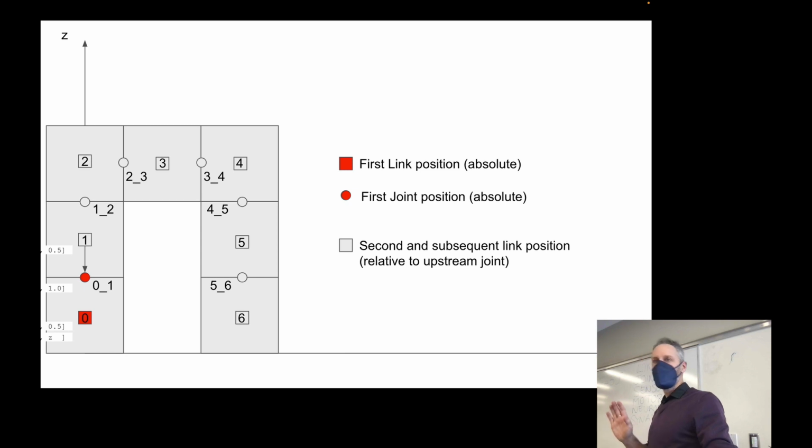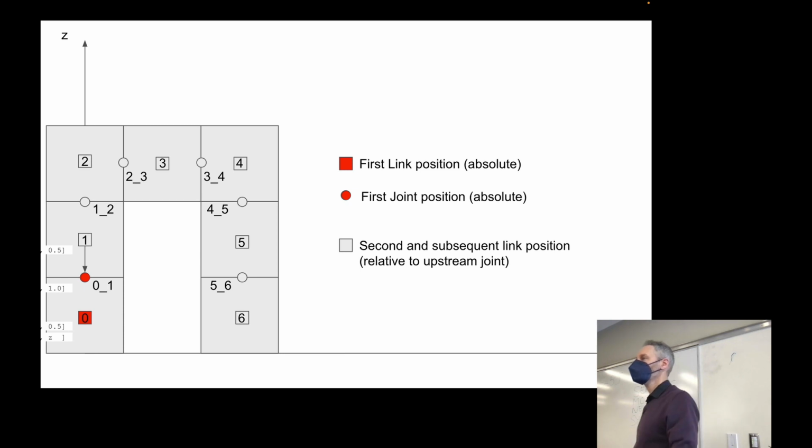So in this cartoon example here, this particular link has an upstream joint. So we are defining the center of link 1, the link called 1, to be z equals 0.5 units above the upstream joint. Now we've switched to relative coordinates. So these three numbers are no longer GPS. They're not defining a position in the world. They're defining a position inside the robot, relative to stuff inside the robot.